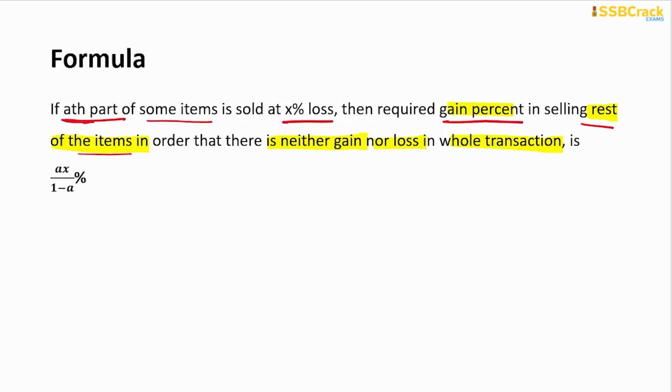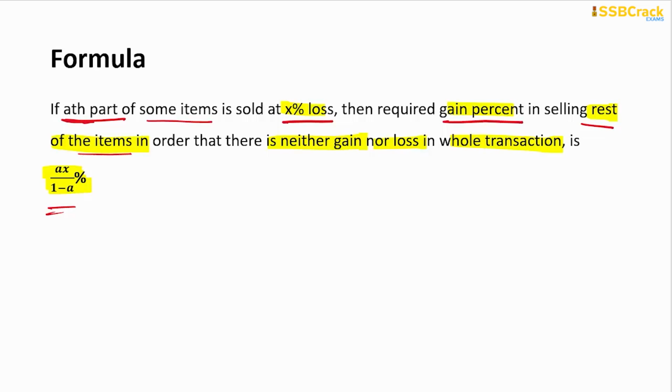So the criteria in the question should be such that there are certain atoms mentioned, and they mention that the eighth part of those atoms is sold at X% loss. And now the person wants to get a gain on the rest of the atom selling, so that there is neither gain nor loss in the whole transaction. Okay, so that formula is AX upon (1 minus A) percent. This is for finding the gain percent in selling the rest of the atoms, so that the person neither gains nor loses in the overall transaction.